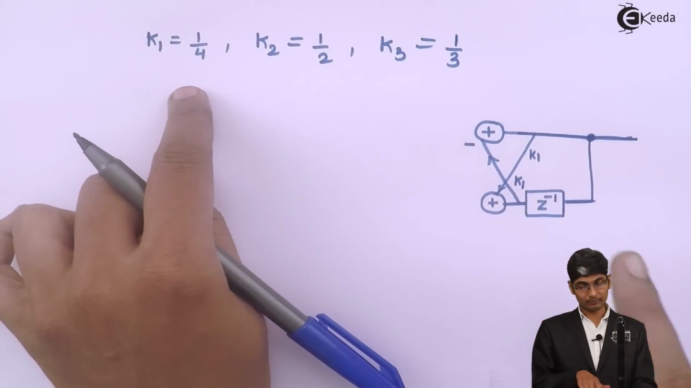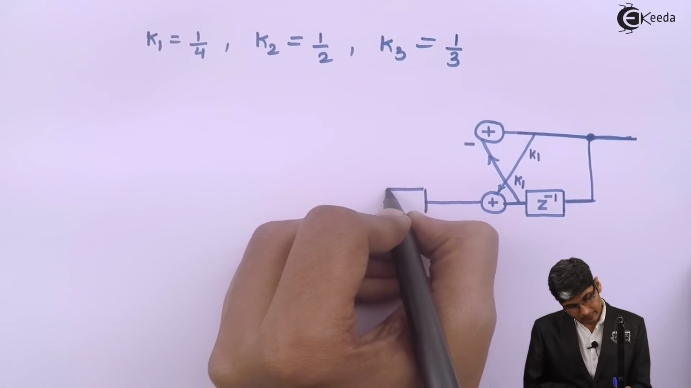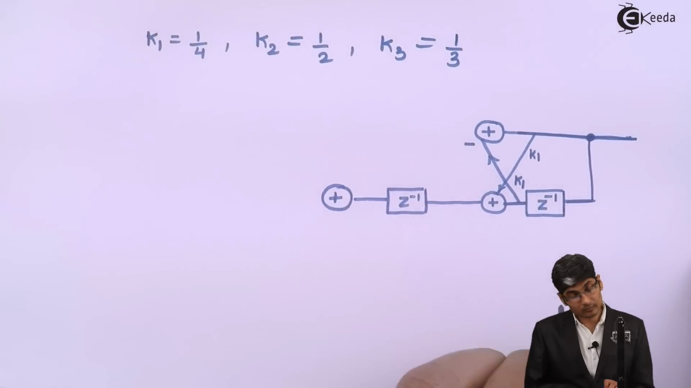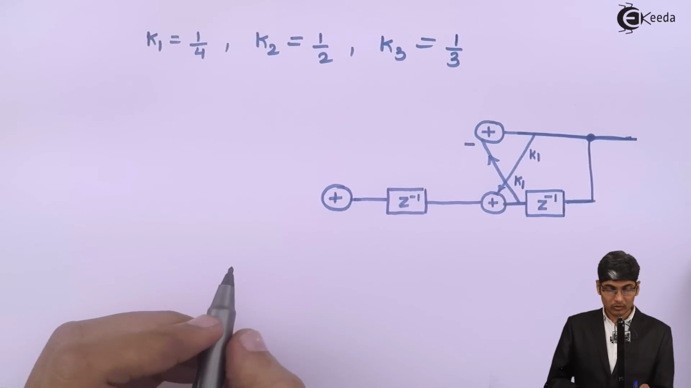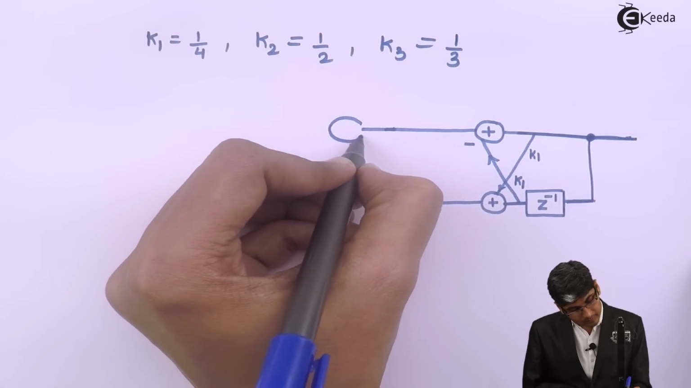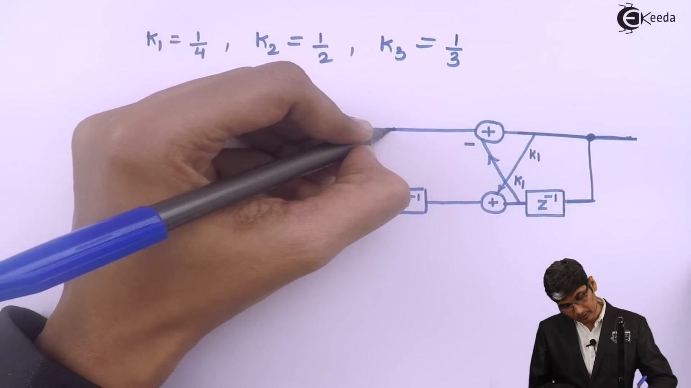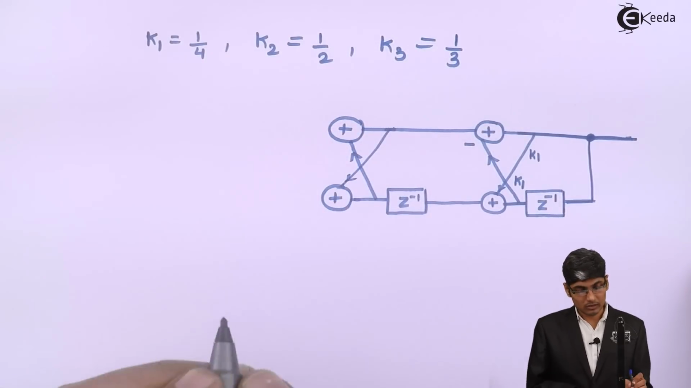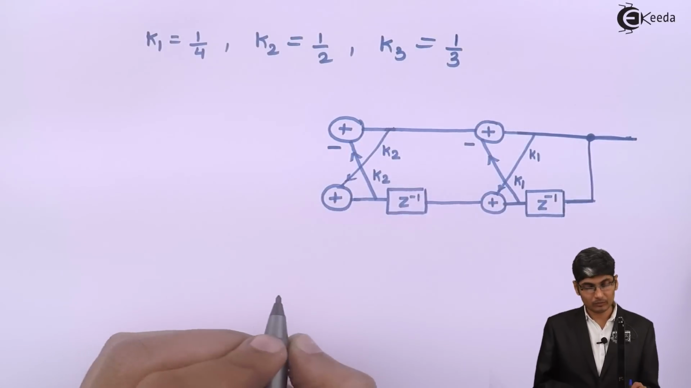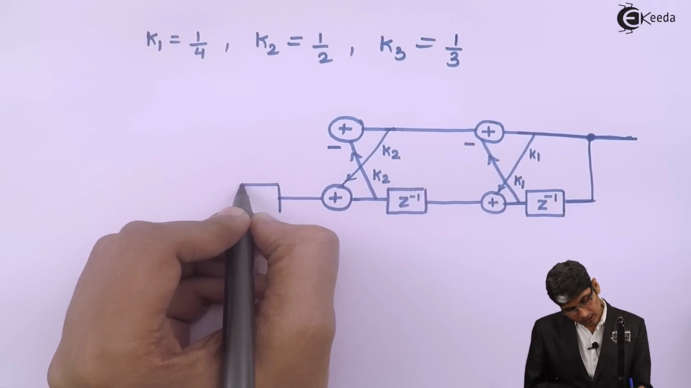K1 is 1/4. Now we will pull that string ahead, delay it once and put an adder. Now I'll pull the string from here also and put an adder just above this adder. Now pull this up, pull this down. This is my k2, this is my k2, this is negated. Now k2 is 1/2. And one more time I will do the same thing because the order is 3.